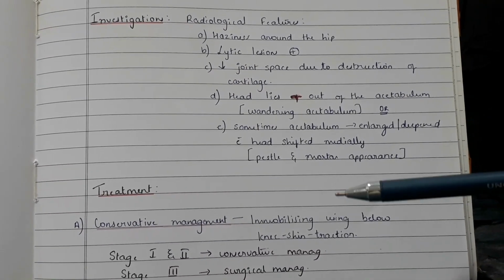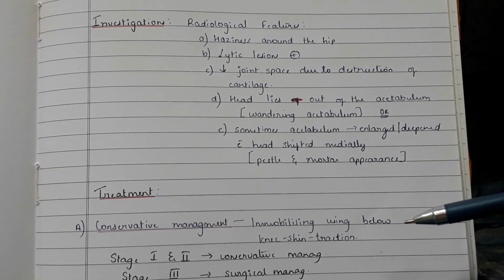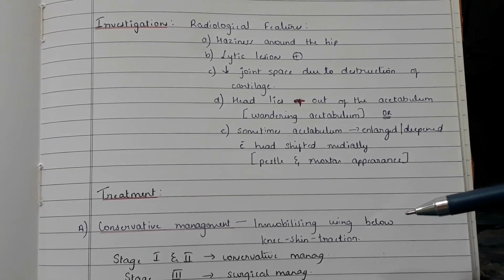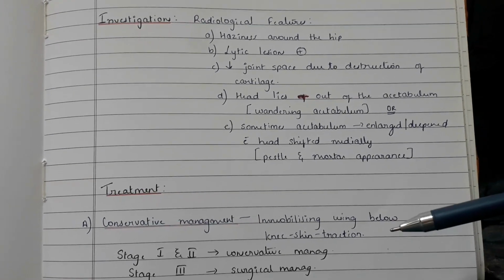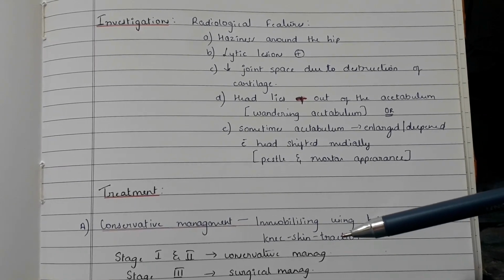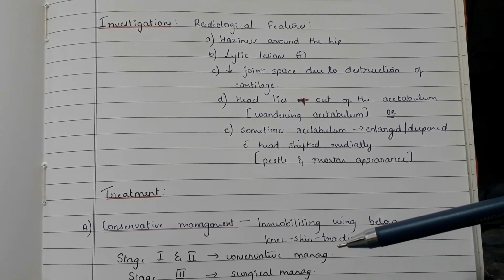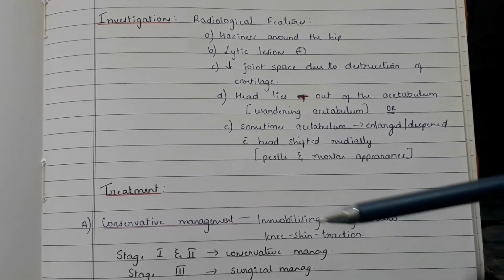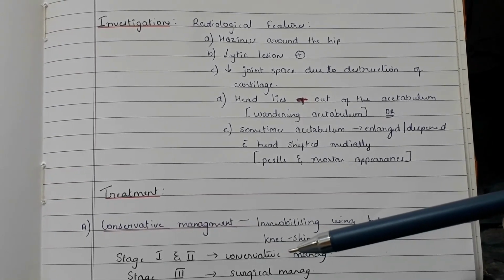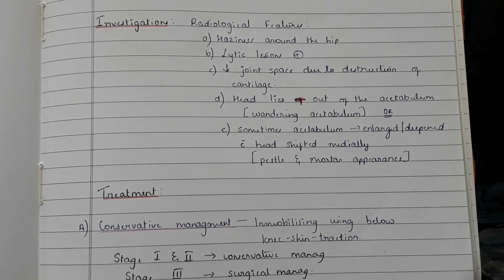Treatment. Conservative management includes immobilizing the hip joint using below knee skin traction. For stage 1 and stage 2, that is the stage of synovitis and the stage of arthritis, use conservative management. And for stage 3, which is the stage of erosion, surgical management.